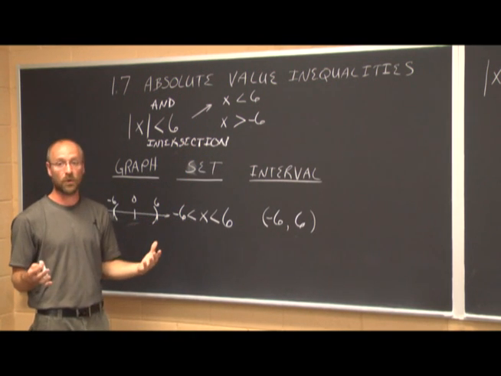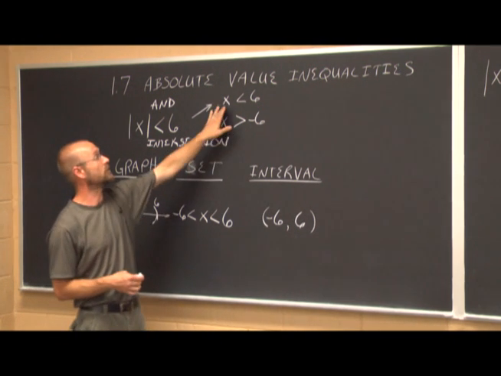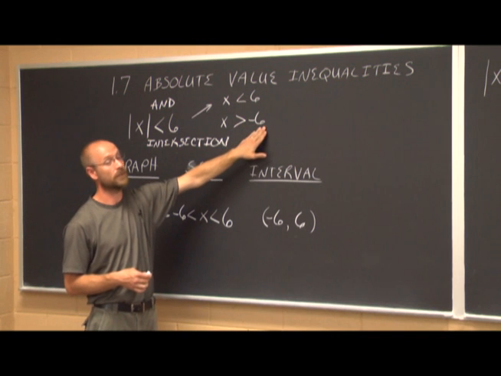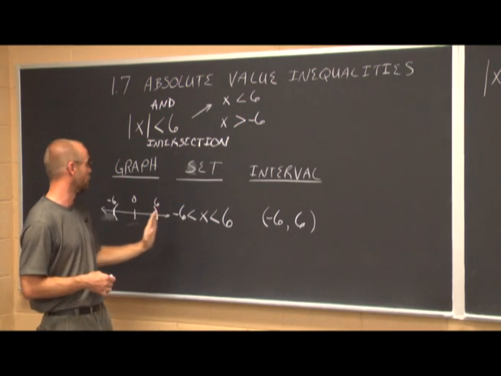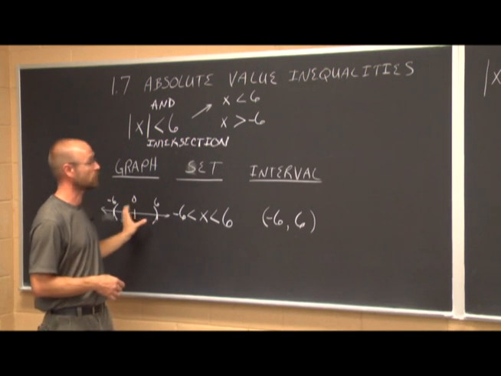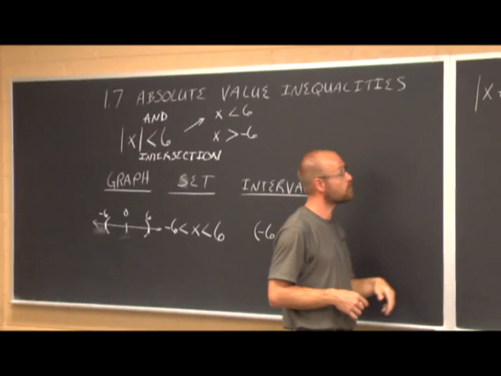And it's always important to check your work. Let's choose 0 since it's in this interval. Is 0 less than 6? It absolutely is. Is 0 greater than negative 6? It sure is. So we know that the values within this area is true and holds true for any value in that area. So let's look at an example here.